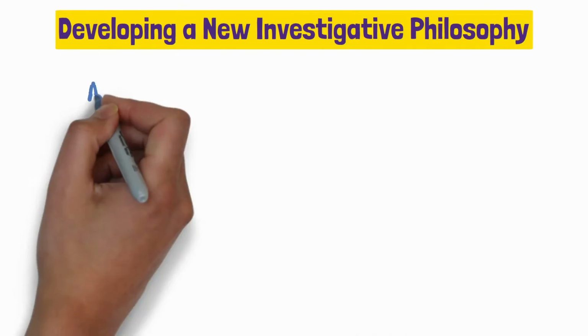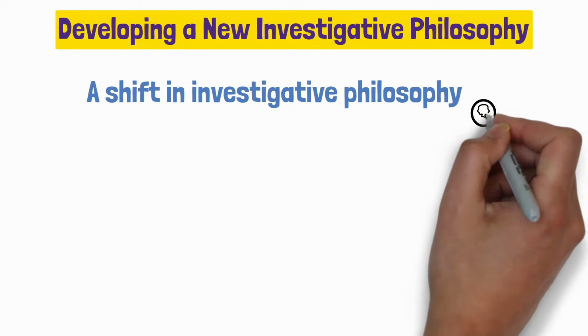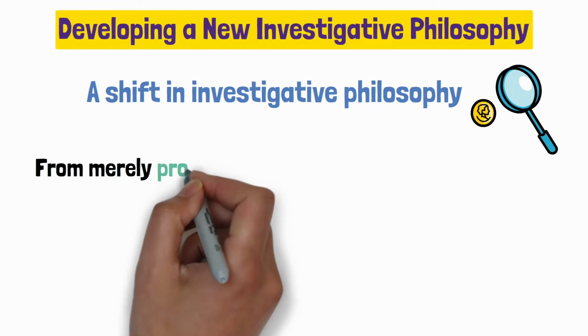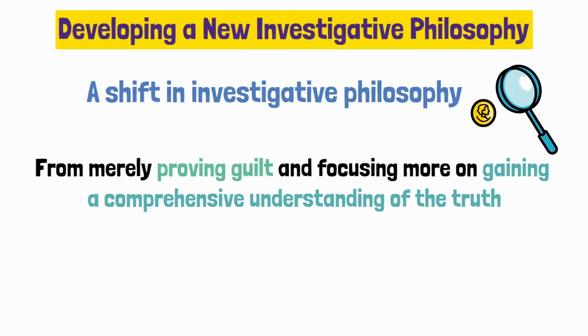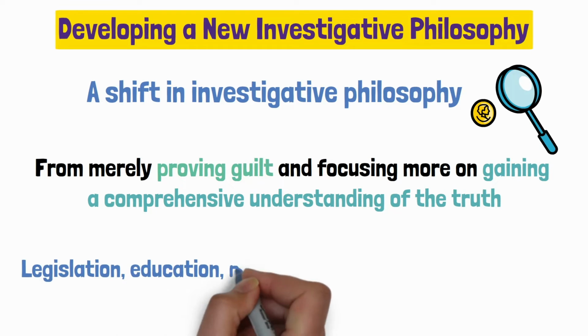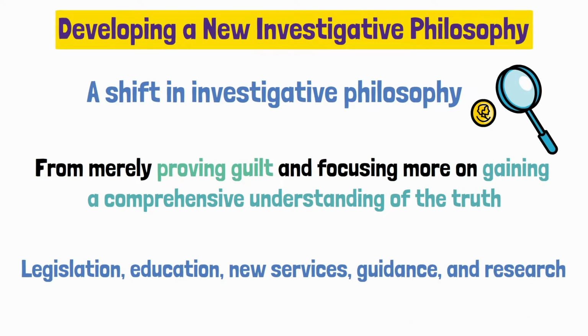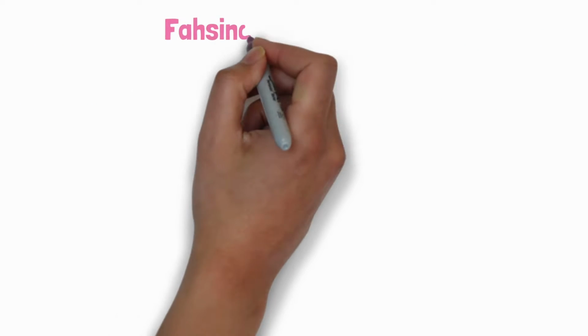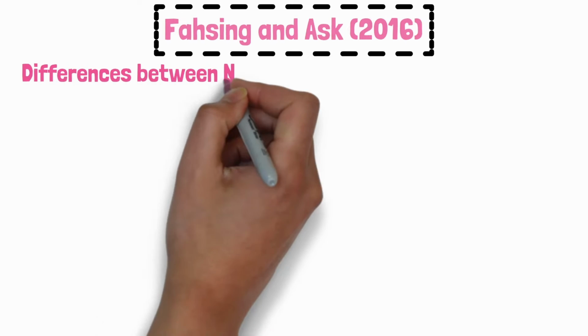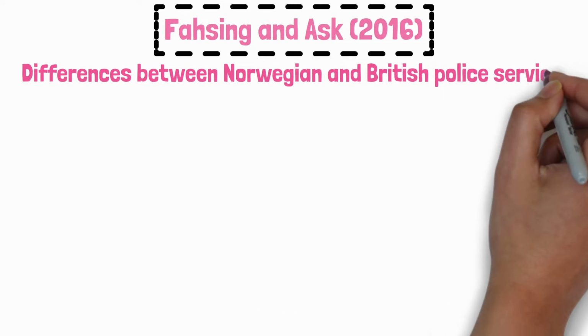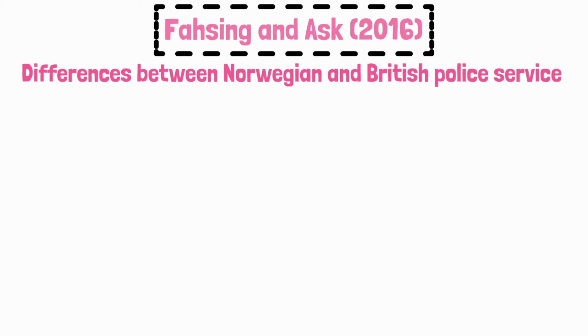So to address these issues, there has been a shift in investigative philosophy, moving away from merely proving guilt and focusing more on gaining a comprehensive understanding of the truth. Legislation, education, new services, guidance and research have played key roles in reforming investigative practices. A piece of research by Fahsing and Ask in 2016 was examining the differences between Norwegian and British police services, which both utilised different investigatory programmes.